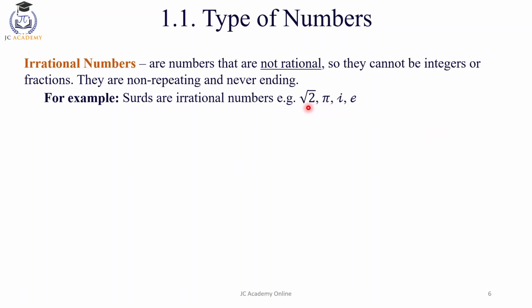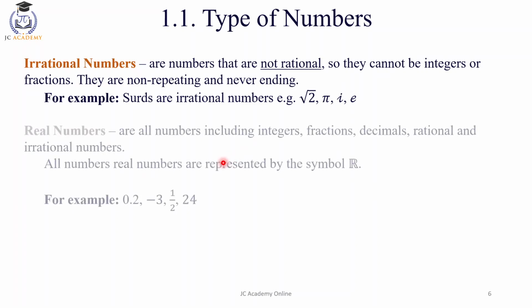Same with pi, and same as well, not the imaginary i, but e, the natural, exponential e, still counts as an irrational number. If you were to put it into calculators, you'll get a really long number. Okay, so these are irrational numbers.